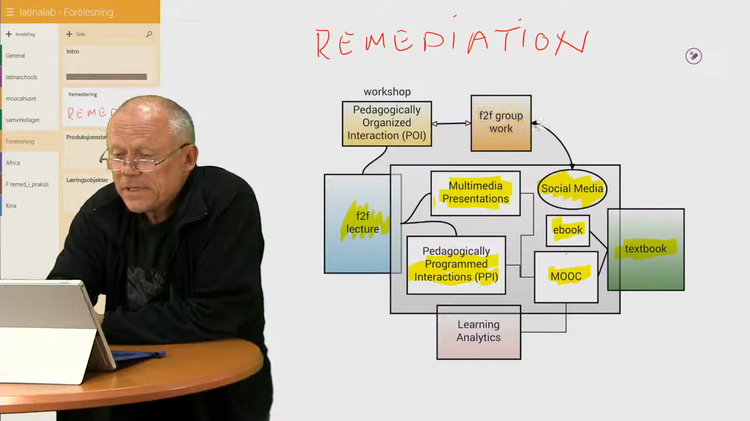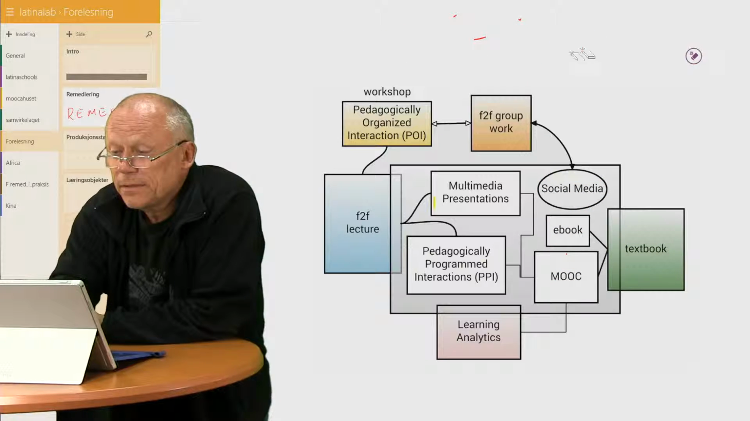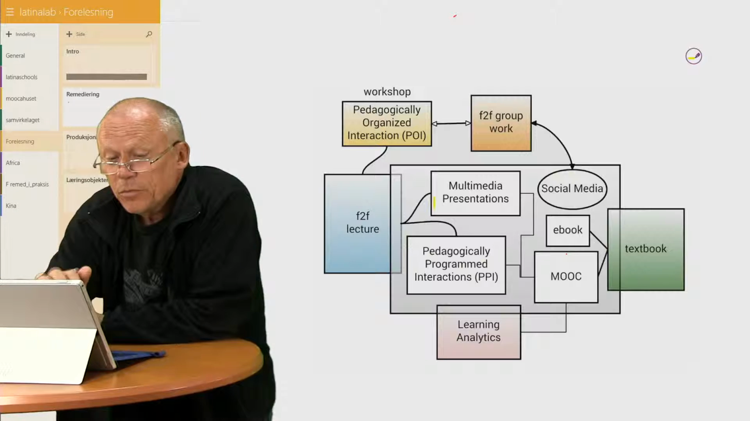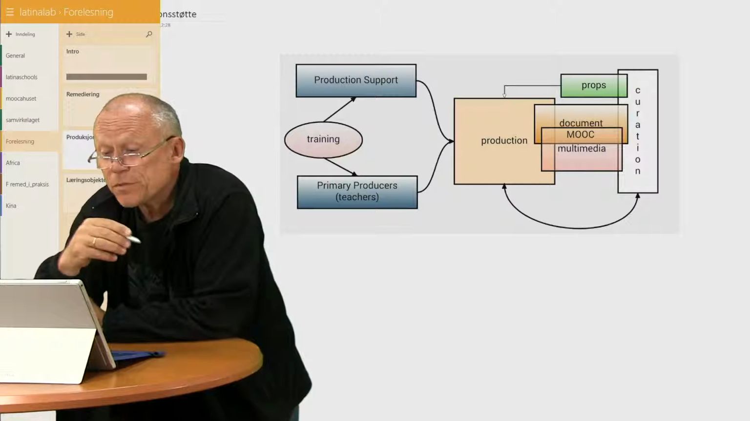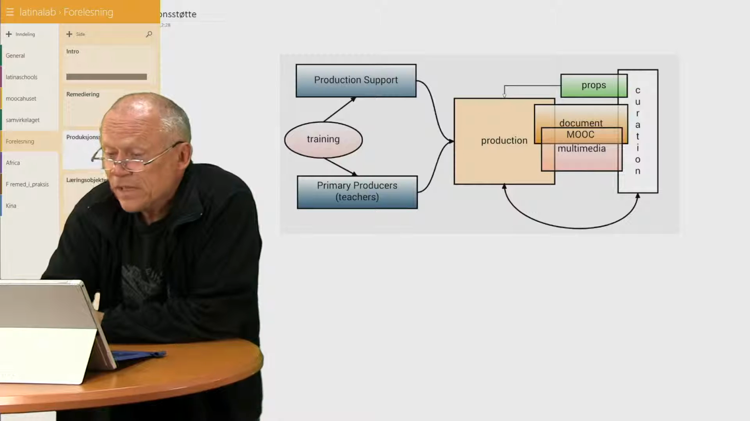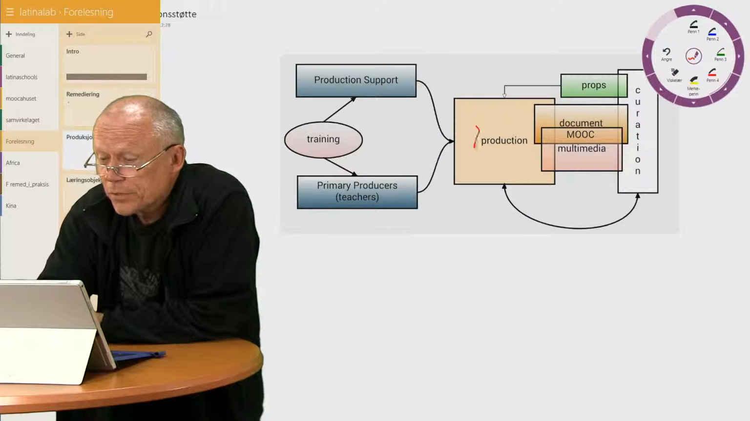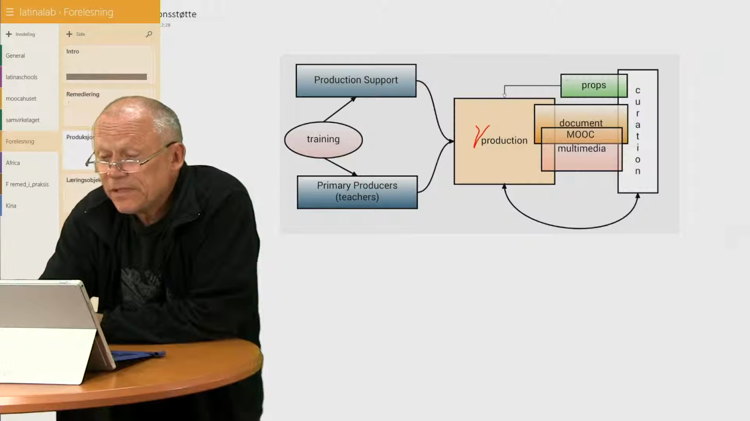So that is basically the core changes going on when we remediate the learning materials. But in order to do so, we need to organize that production process. So we have, as already mentioned, the production, and in order to do that, we need support materials called props here, for properties.